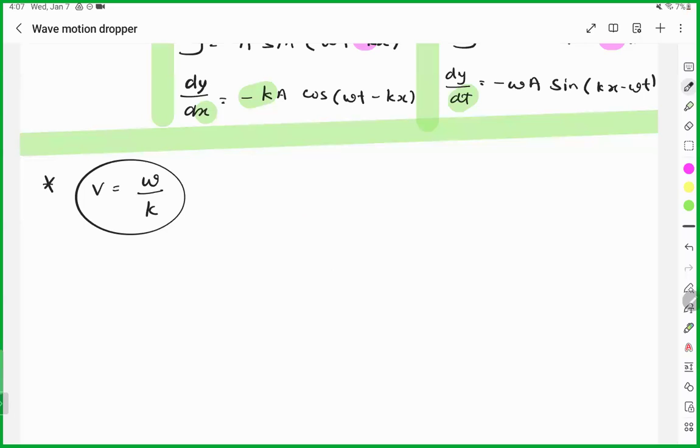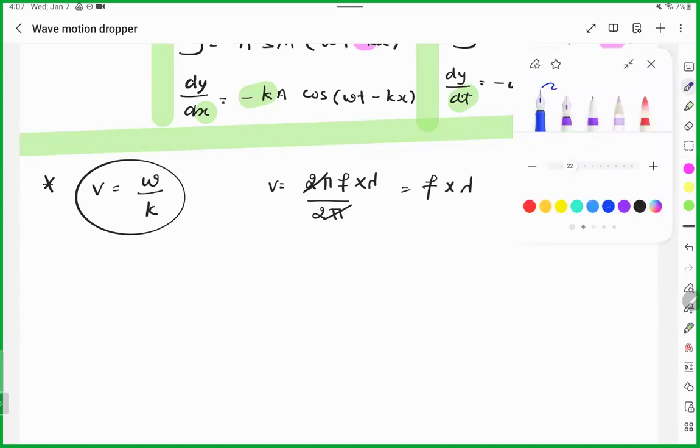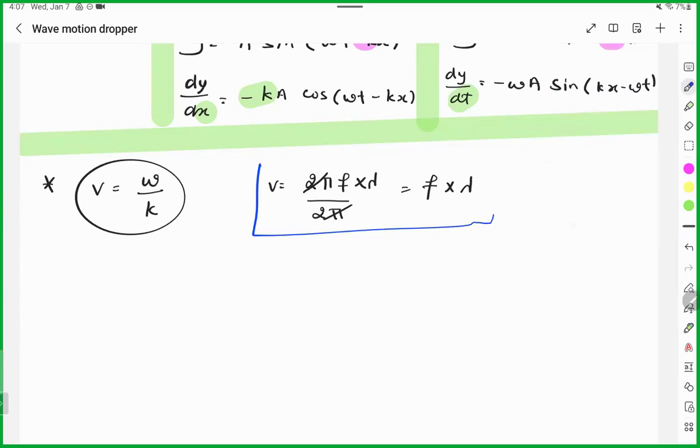How do I know? I can write the formula omega is equal to 2 pi f, frequency, and k is equal to 2 pi by lambda. 2 pi cancel. We also know frequency multiplied by wavelength is equal to velocity. Tell me yes or no. So it means this formula is correct. We can prove that.